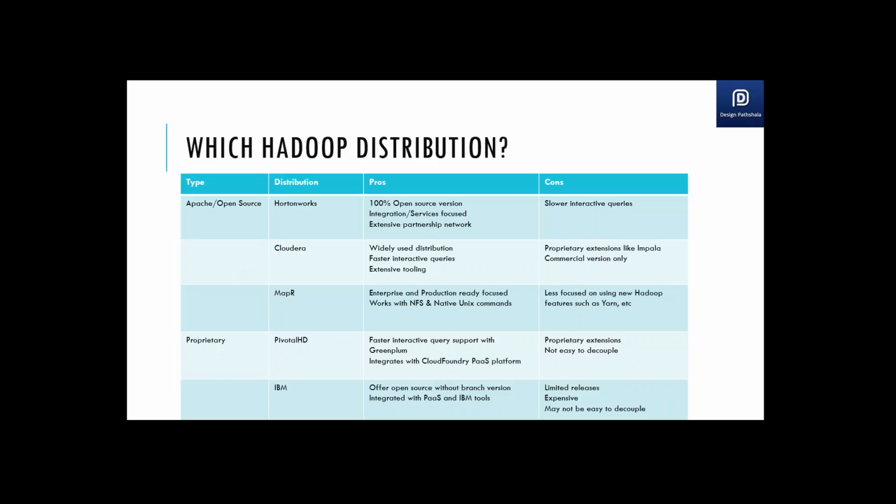So these are the different flavors of Hadoop which are available in the market. Hortonworks, Cloudera and MapR are totally open source. Pivotal and IBM are proprietary.